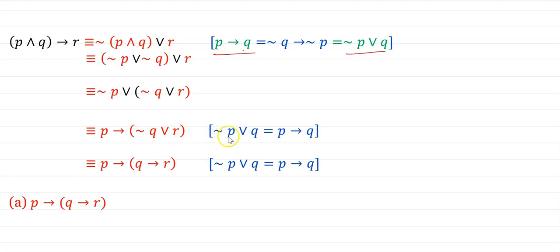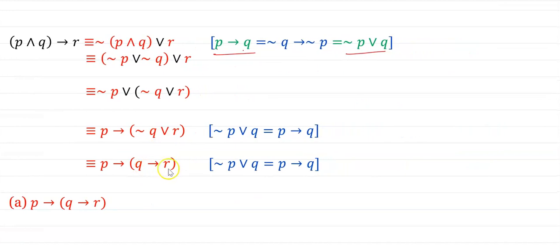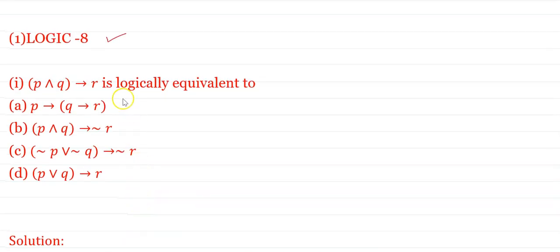What is that? Negation of P or Q is equivalent to P implies Q. Similarly, by using this result, we write that P implies, in bracket, negation of Q or R. And next, again negation of Q or R means Q implies R, again by using the same result. Hence option A is the correct one.